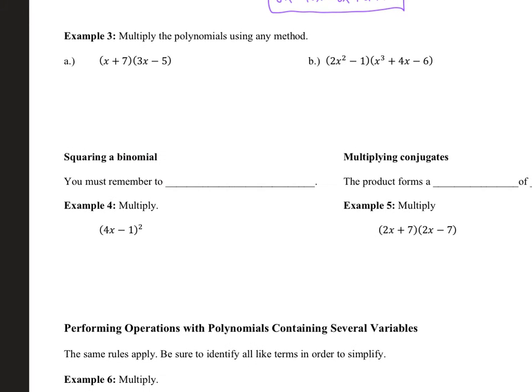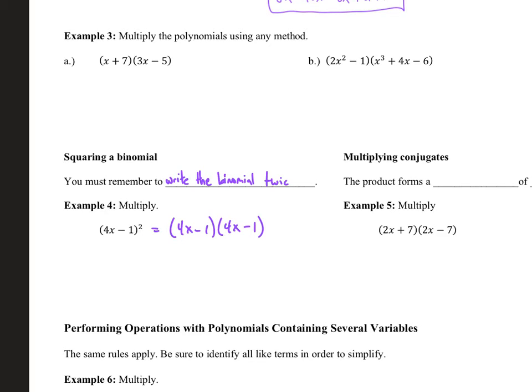Squaring a binomial. So what we're talking about here when we say squaring a binomial is 4x minus 1 squared. This is really a big thing. It's probably one of the things I'm most annoyed by as a math teacher, is that people do this problem incorrectly. So you must remember to write the binomial twice, which means that you can't just drop the exponent in. This is not okay. That's super bad math. So you need to remember to write 4x minus 1, 4x minus 1. That means to multiply something by itself.